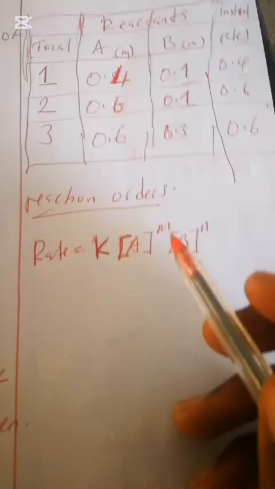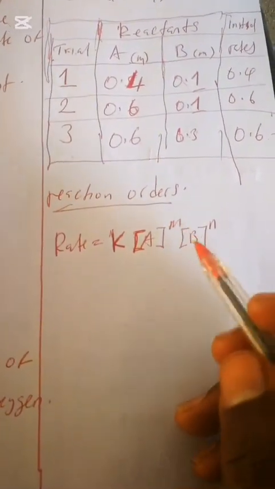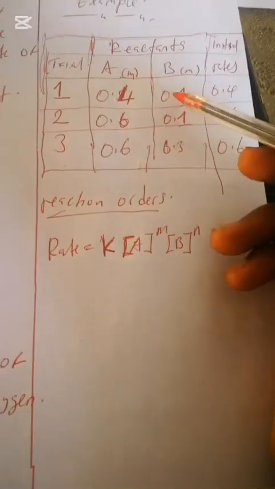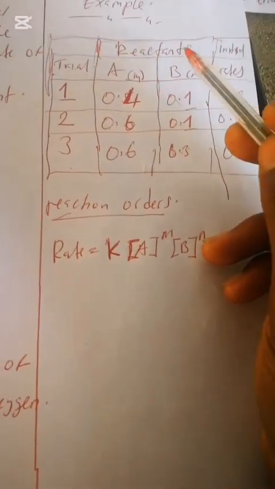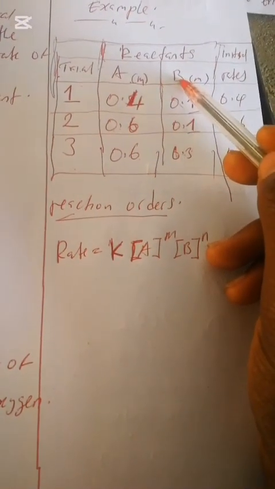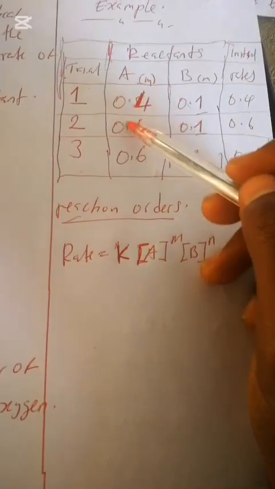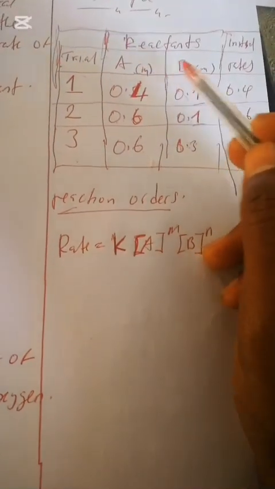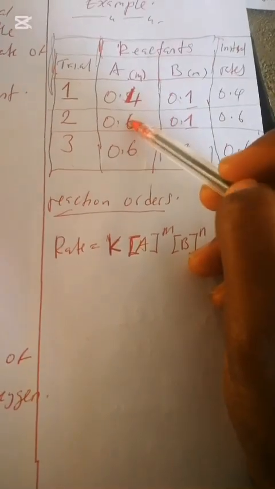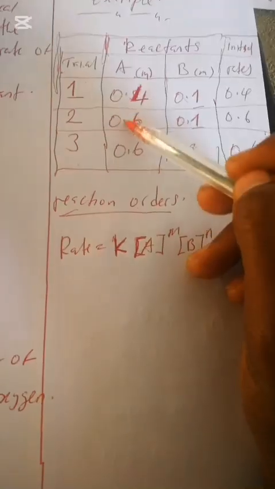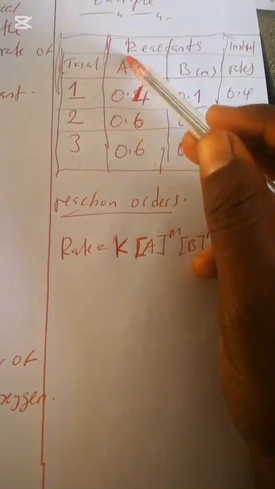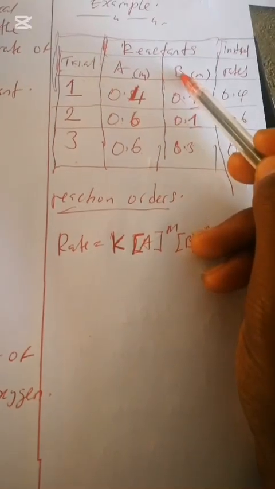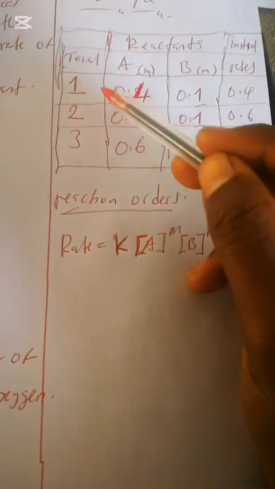When you look at the table, to find the reaction orders, we need to pick two trials in which the other concentration is the same. For example, if you want the reaction order for B, the concentration of A should be the same, so we'll pick trial 2 and trial 3 because they are the same. If you want to find it for A, the concentration of B should also be the same, so we'll pick 1 and 2.